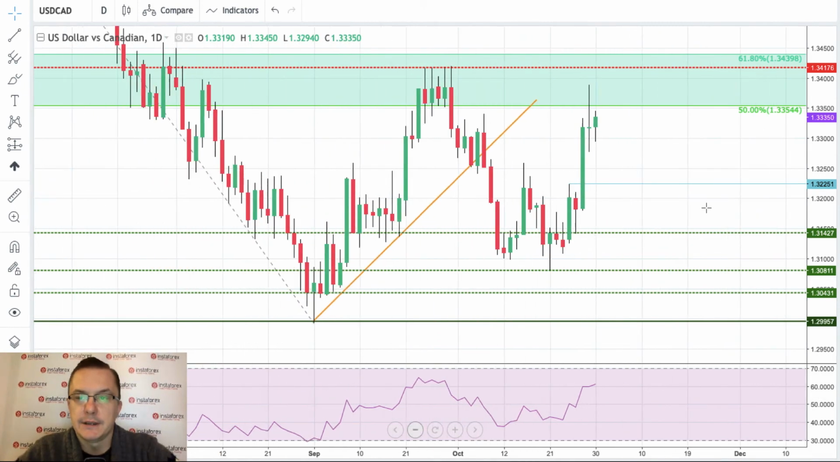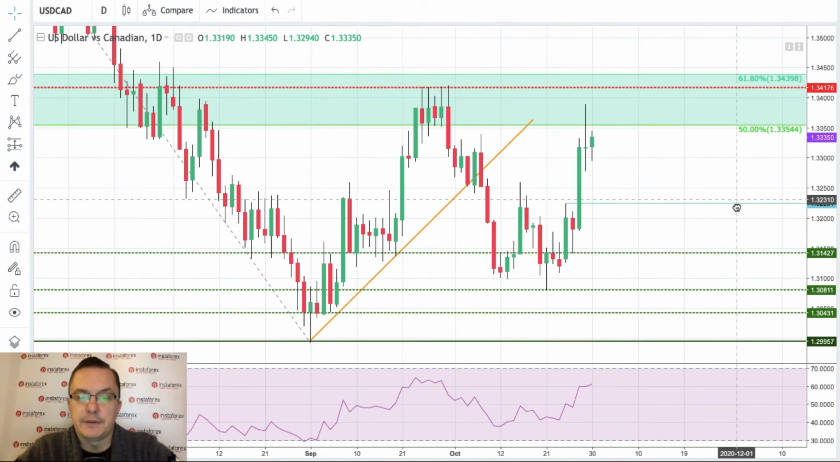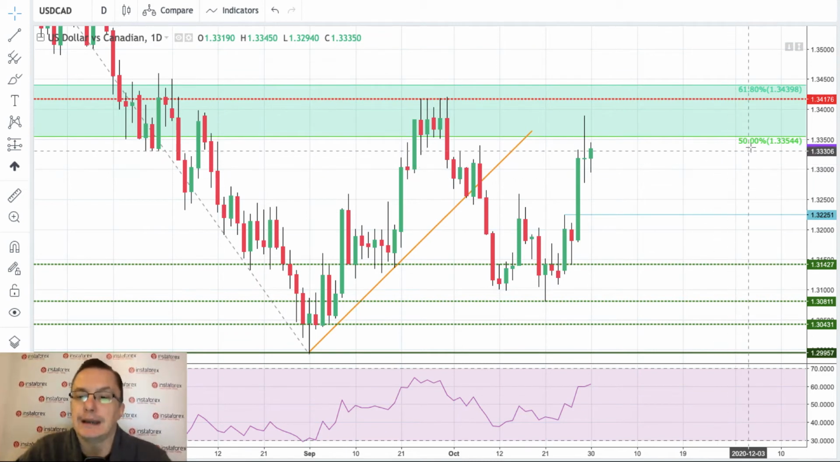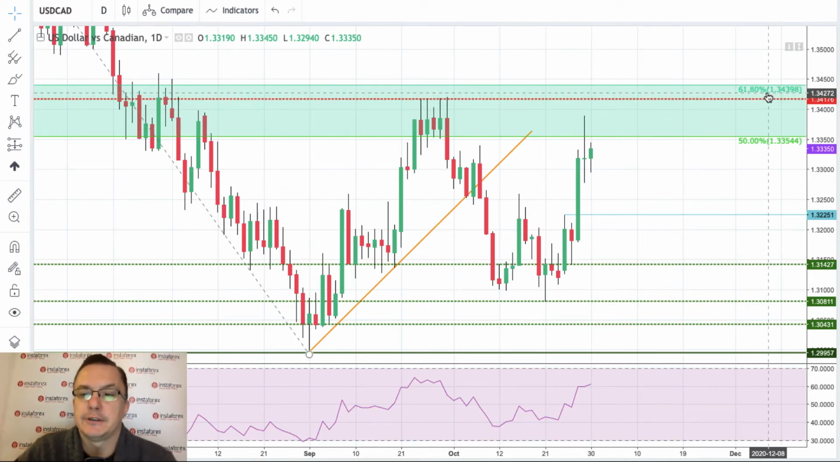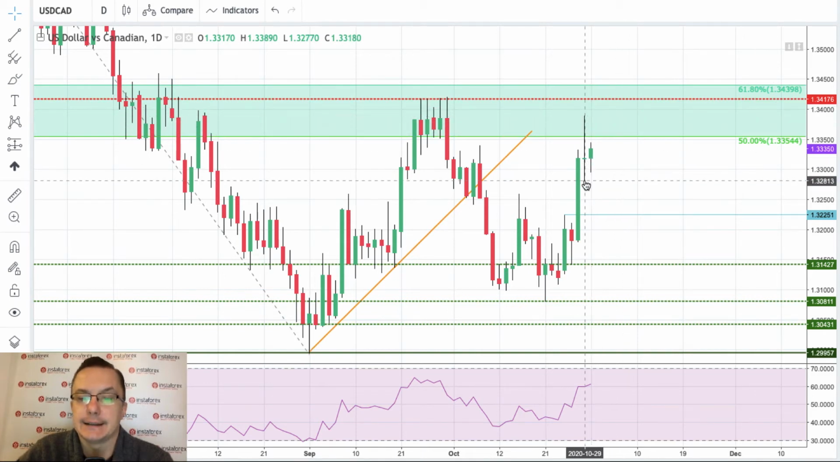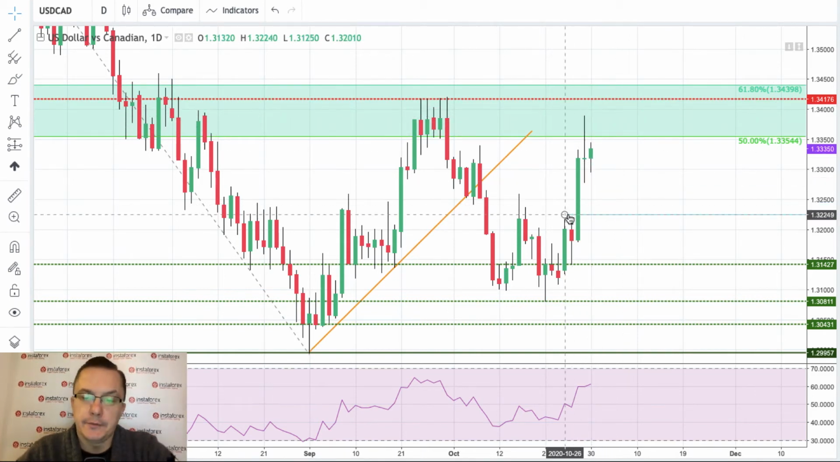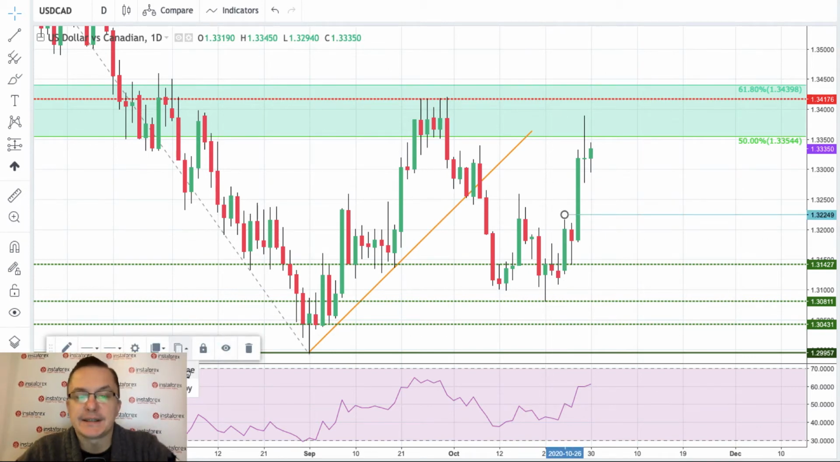Let me just show you guys. We are back in this territory of the previous wave down. So we are again testing the 50% of the Fibonacci retracement here, which is 1.3354, and we are approaching the level of 1.3417, which is the technical resistance. Of course, as you can see here, we got 61% Fibonacci retracement still not hit, 1.3439. This candle makes me feel suspicious regarding this move up, but hey, anything can happen here.